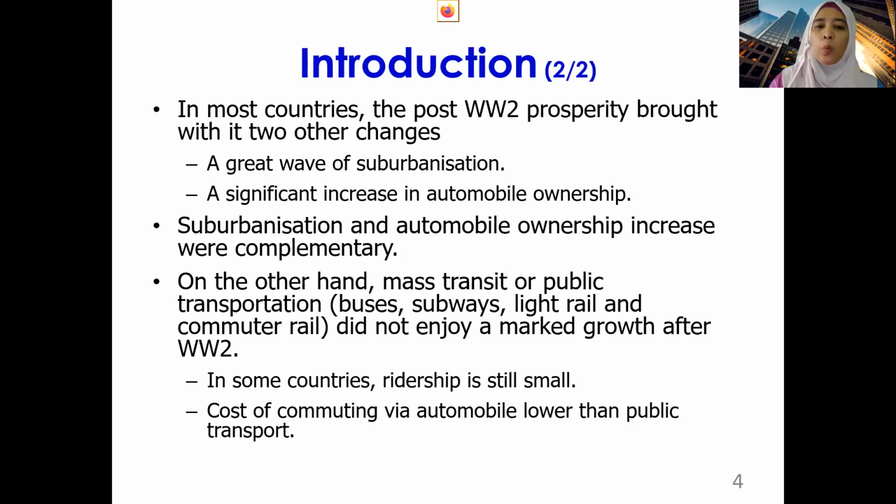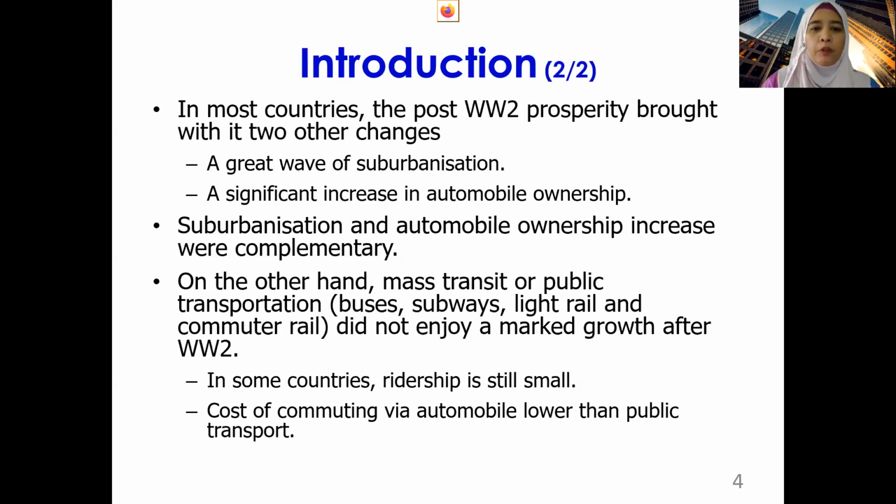Okay, so when ridership is small, that means that the investment into the infrastructure for the mass transit will not receive the return that the provider intended. So this will mean that the provider will experience losses because they couldn't get the optimum level of ridership.